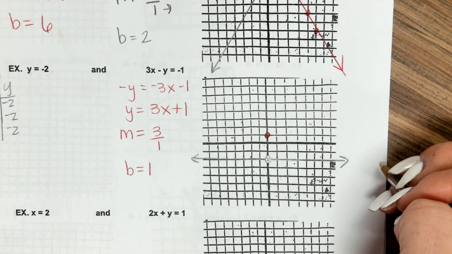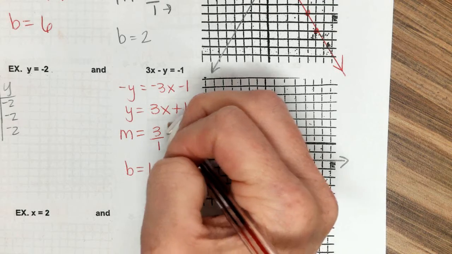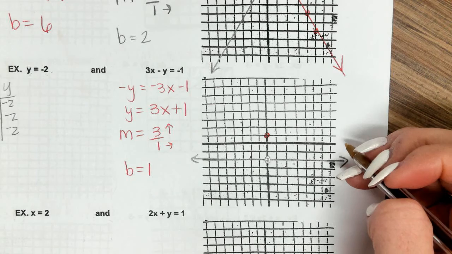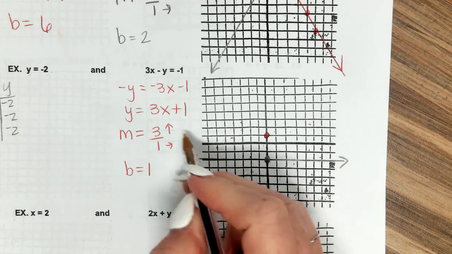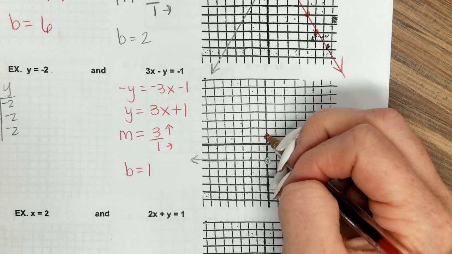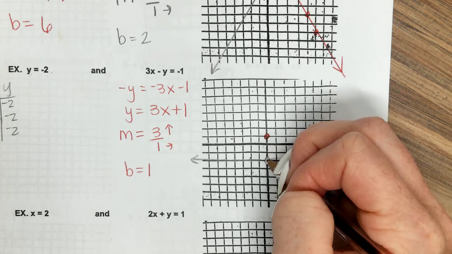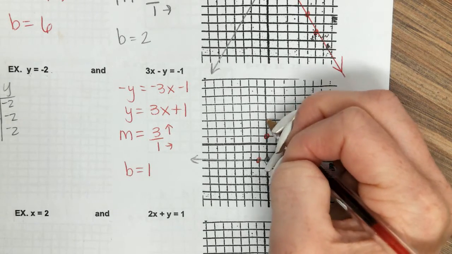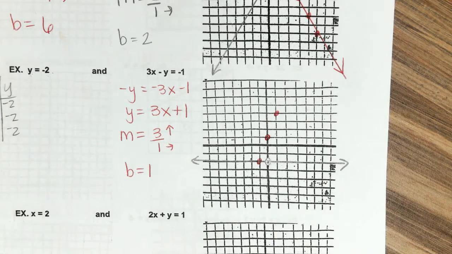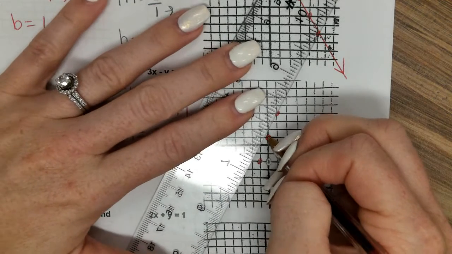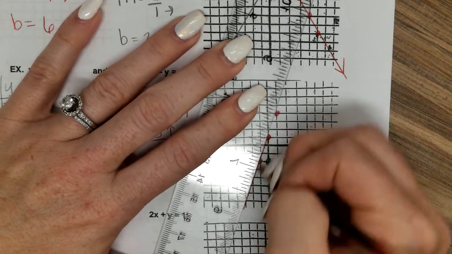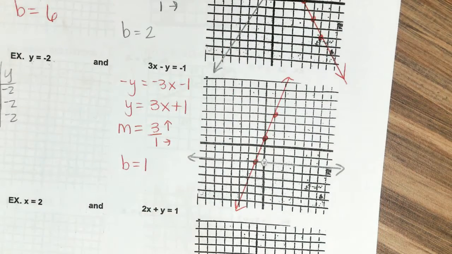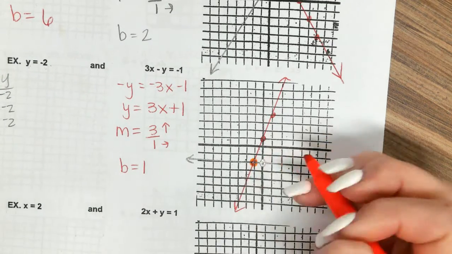My rise is going to go up or down? Up and right. Or down and left. If I want to see where the intersection is, which one should I do? Yeah, down and left. So down 3, left 1. Do you see the intersection? Right there. Up 3, right 1. And again, here is my solution.